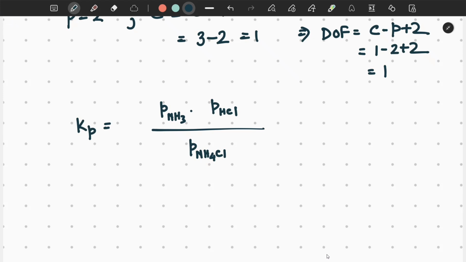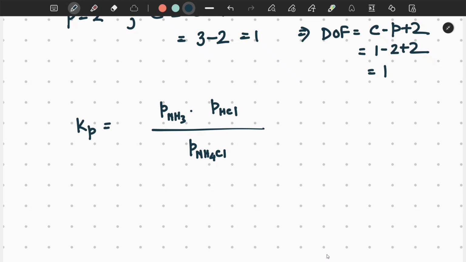Yes. Kp is always a constant for a particular reaction at a particular temperature, obviously. So if you choose the temperature, you essentially fix the Kp. When you fix the Kp, there is no other option. The pressure will be only one. So anyway, you will have only 1 degree of freedom. I think it's clear.